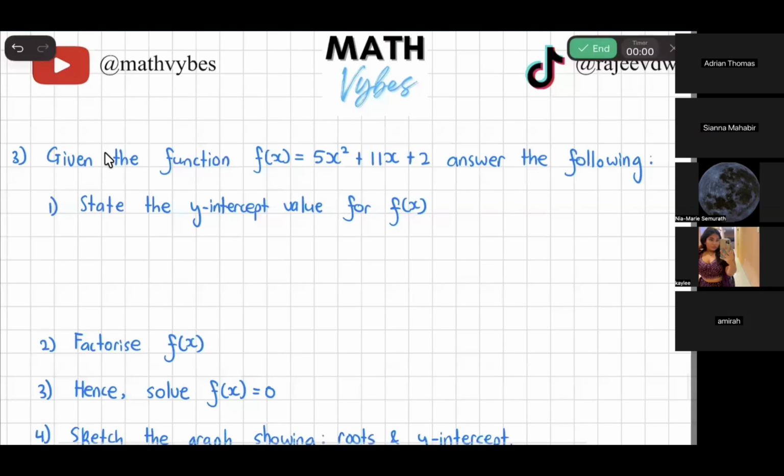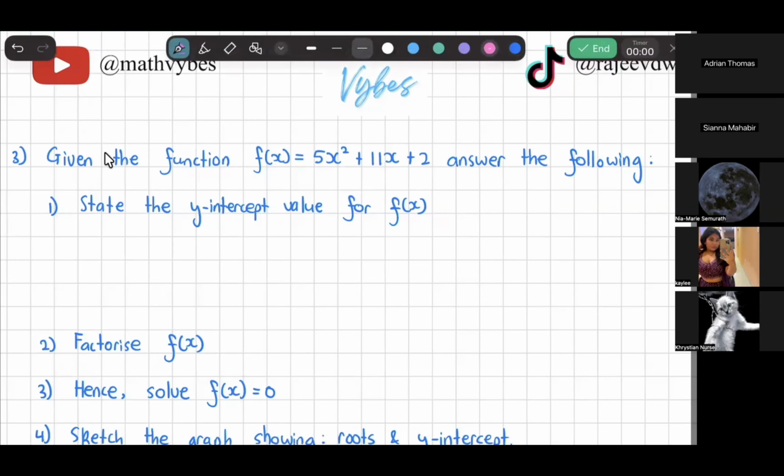So, Christian, read part 1 for me. The y-intercept value for f of x. Right, the y-intercept value. Now, the y-intercept value is always the c value. What is the c value from that function? Check it out. 2, sir. Yep. So the y-intercept value is equal to 2.